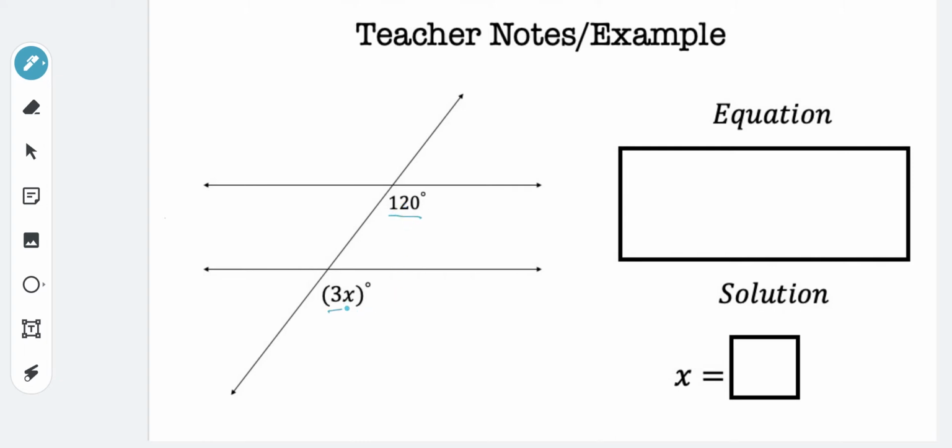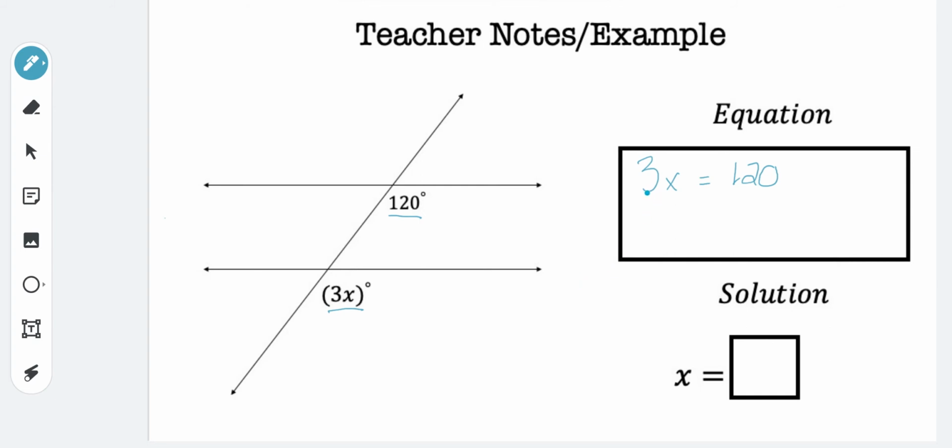So what that means is 3 times x is going to equal 120 degrees. So that's going to be our equation. So 3 times x equals 120 degrees. And again, the reason why they're equal is they're corresponding. So now all we have to do is solve for x.